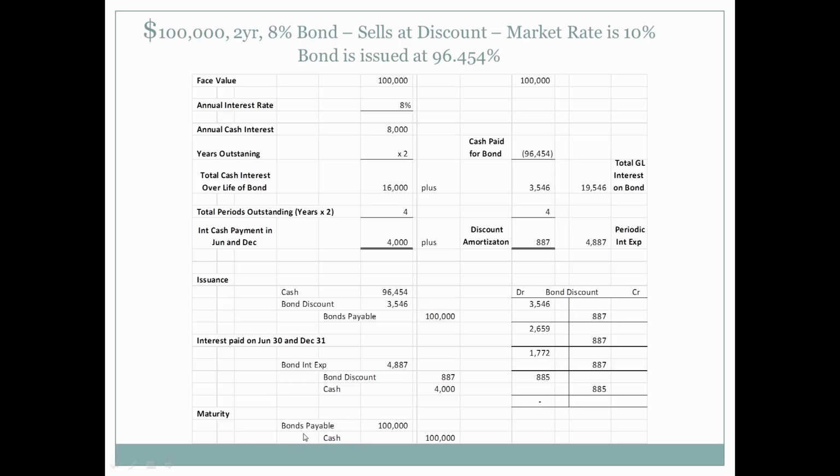At maturity, we're going to debit bonds payable to show that we no longer owe it and make a cash payment out of $100,000. Let's look at the amortization of the bond discount. This was originally debited, so all of our discount amortization will be credits. And so we can see that each time we amortize the discount, we're bringing the balance in the bond discount down, incrementally down, and then at the end we will have a 0 in the balance.